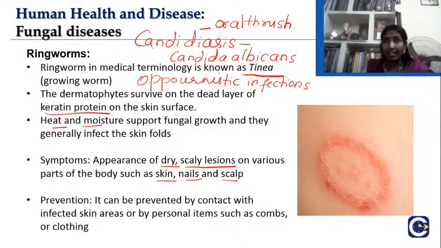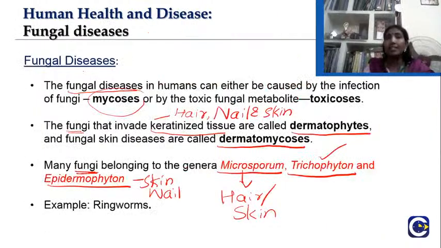So I started with fungal disease today, students. Okay, so in fungal disease, the infection is called mycosis. Since it is invading your skin, you call that the dermatophyte, and the disease that it causes is dermatomycosis.